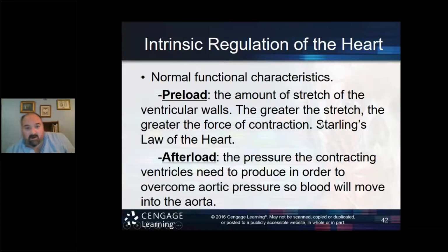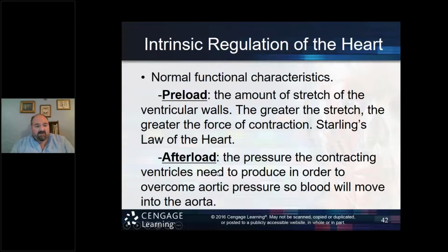Intrinsic regulation of the heart: not other factors contributing, but what's taking place as far as the functional characteristics of the heart itself. So the terms preload and afterload. Preload is the amount of stretch of the ventricular walls, the stress placed upon the walls of the ventricles as a result of how much blood is entering into them. The greater the stretch, the greater the force of contraction.